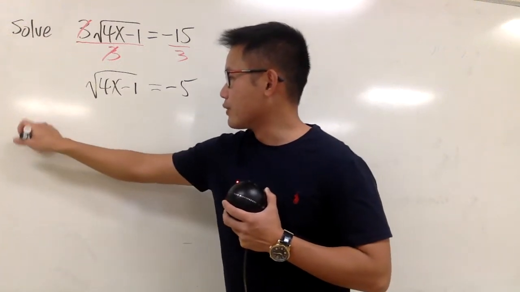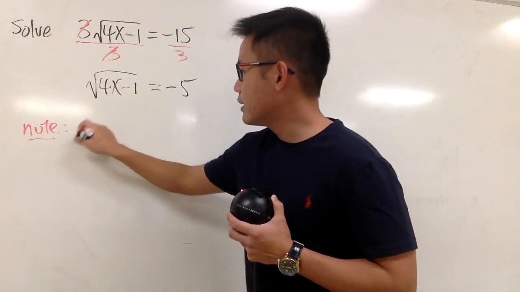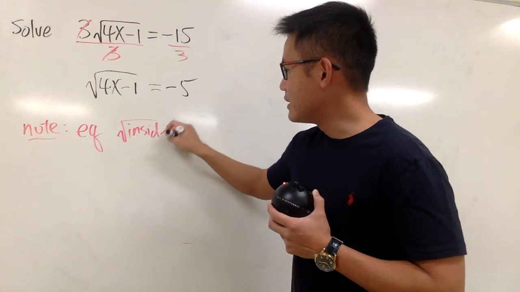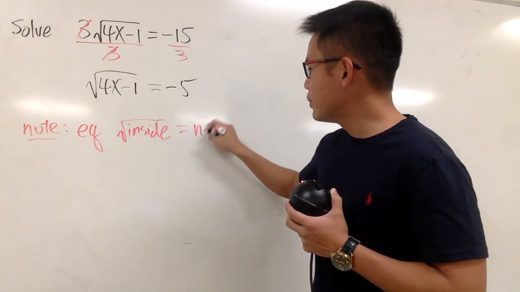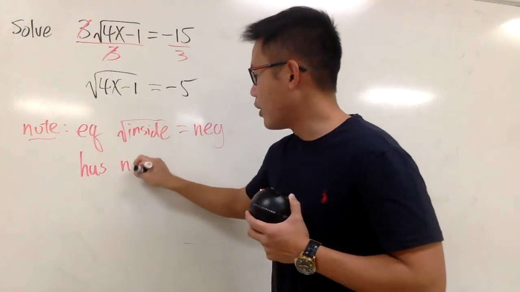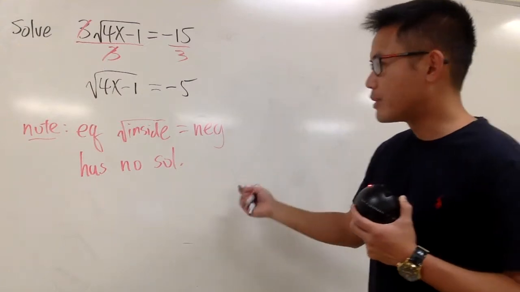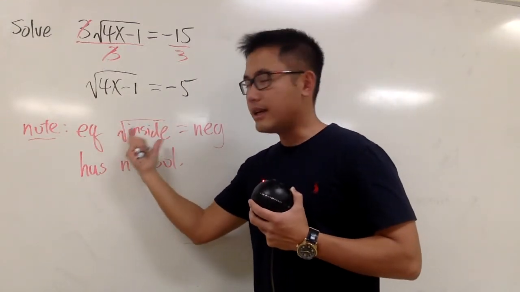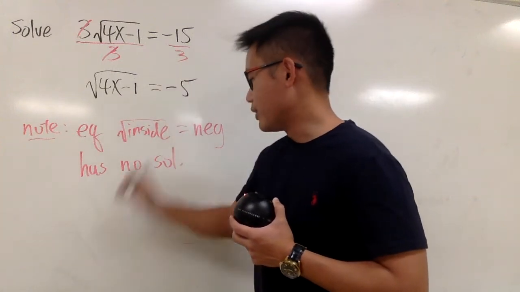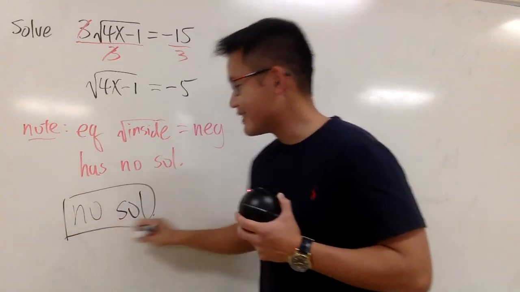And here is just a note for you guys. Whenever we have the equation, the square root of whatever you have inside, if this is equal to a negative number, this right here has no solution, okay? Whenever the right-hand side is equal to a negative number, once you have the square root isolated on the other side, this equation has no solution. So of course, we don't even have to continue. The answer to this is just no solution.